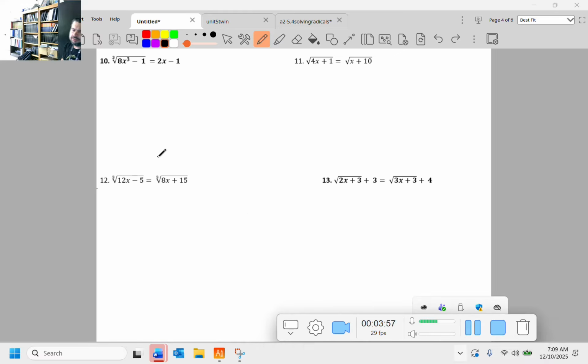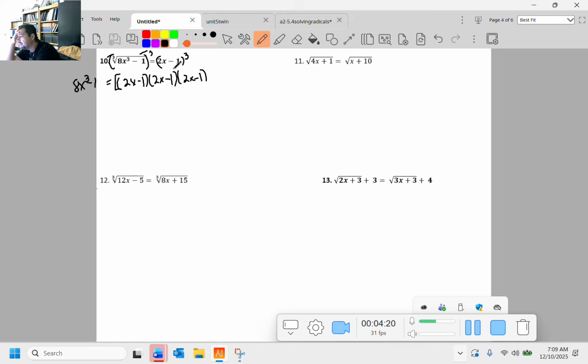10 is probably the hardest one on here because you're cubing to fix a cube root. And of course, that makes this side easy. That side's just 8x cubed minus 1. It's the right-hand side that's a pain in the butt, because if you're going to cube something, you are going to have to turn around and write it 3 times, okay?